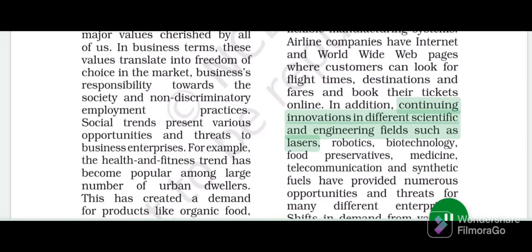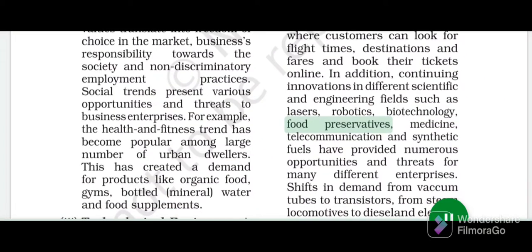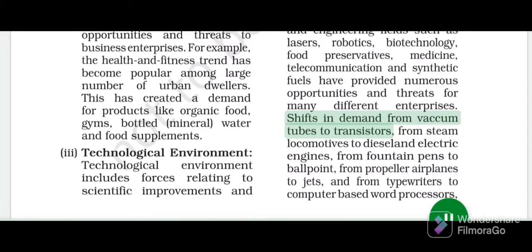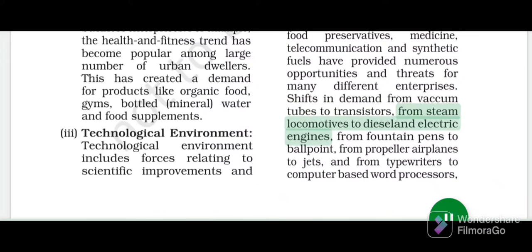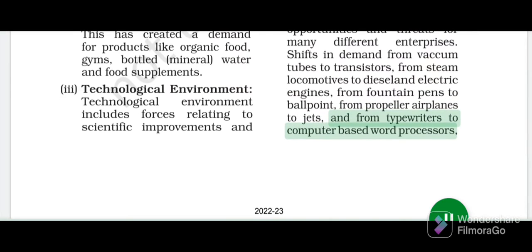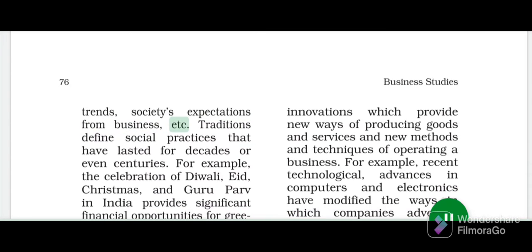In addition, continuing innovations in different scientific and engineering fields such as lasers, robotics, biotechnology, food preservatives, medicine, telecommunication and synthetic fuels have provided numerous opportunities and threats for many different enterprises. Shifts in demand from vacuum tubes to transistors, from steam locomotives to diesel-electric engines, from fountain pens to ballpoint, from propeller airplanes to jets, and from typewriters to computer-based word processors. Trends, society's expectations from business, etc.